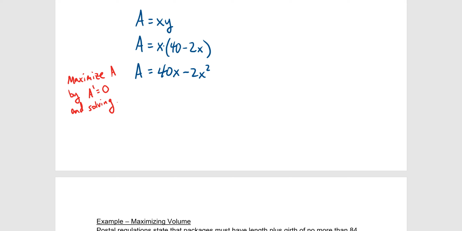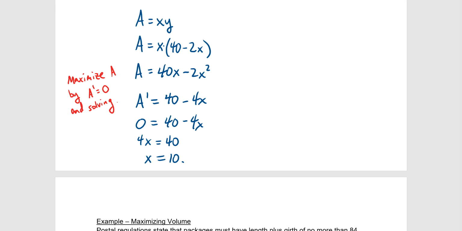We're going to maximize this by taking the derivative, A prime, and this is just a polynomial, so the derivative is 40 minus 4x. We're going to set it equal to 0. I'll just replace A prime with 0: 0 equals 40 minus 4x. We solve this for x, and we get 4x equals 40, so x equals 10.